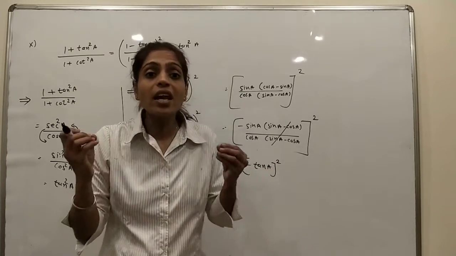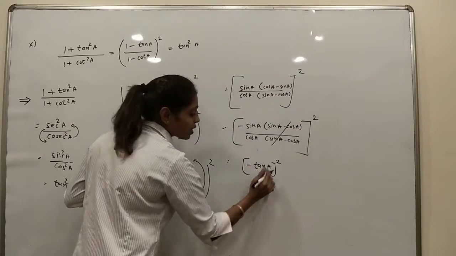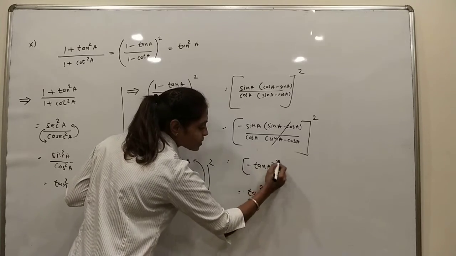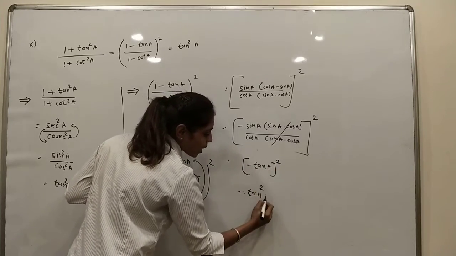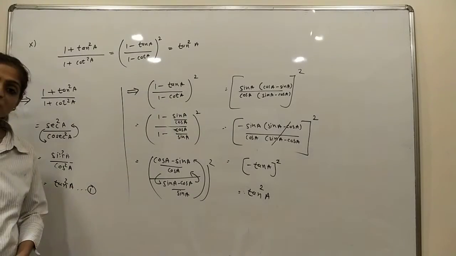But any negative number squared is positive. So minus minus becomes plus: tan square A. Then the answer is tan square A for the second column also. Okay.